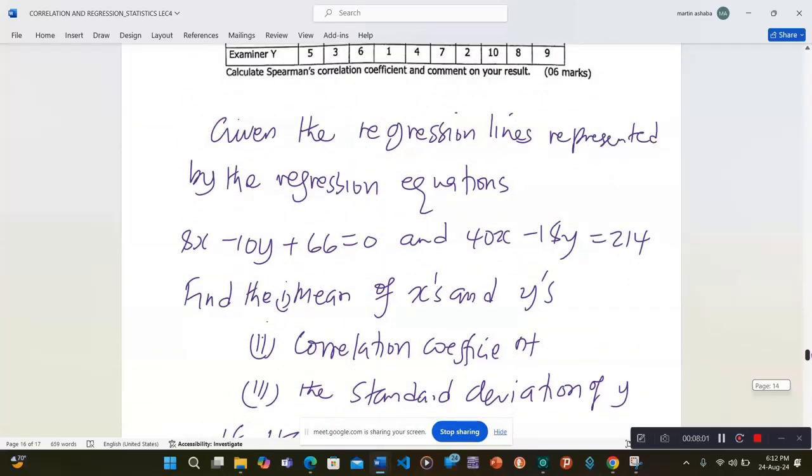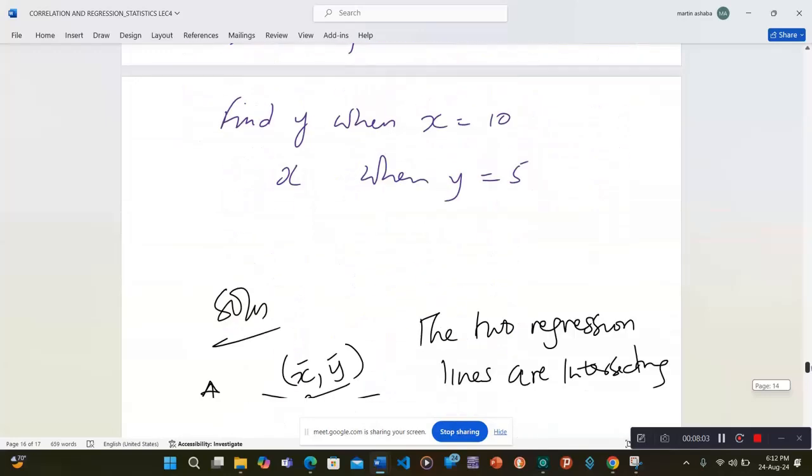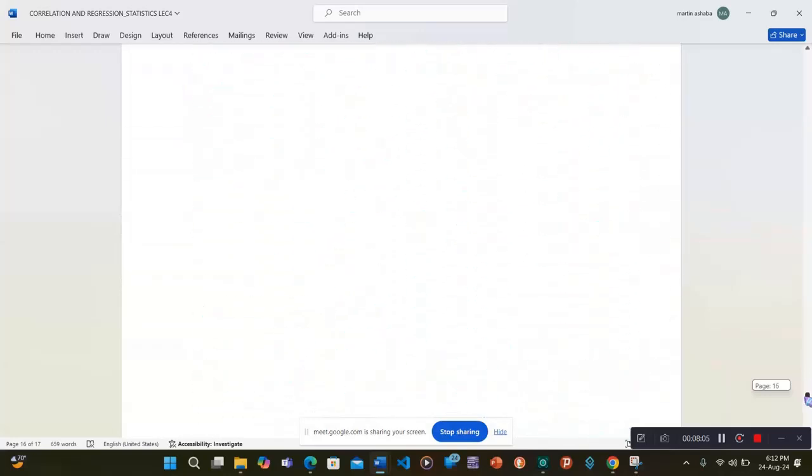So what is the correlation coefficient? To get the correlation coefficient, this is how we are going to get it.